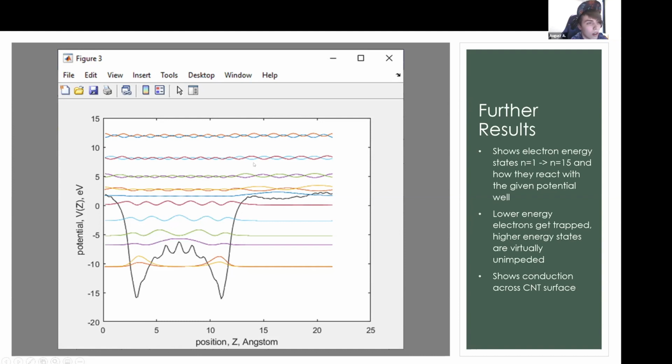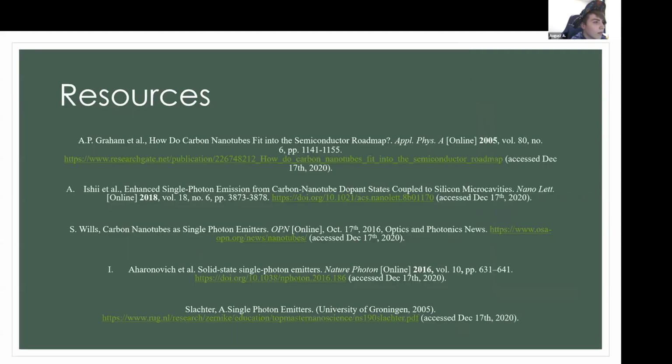The further and further you get up the energy levels, the higher tendency these electrons have to really ignore the potential well. So lower energy electrons get trapped, higher energy states are virtually unimpeded. This shows basically conduction band across the CNT surface because once you have an electron that goes down into that potential well, other electrons can't necessarily reach it unless they have higher energy states. And here are my resources.